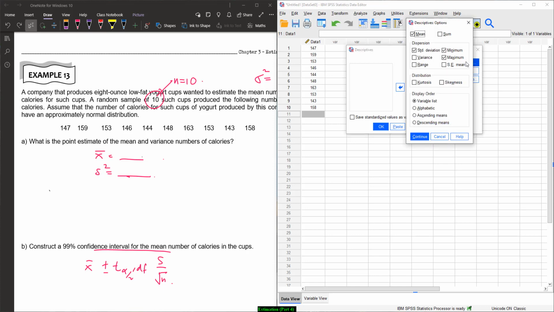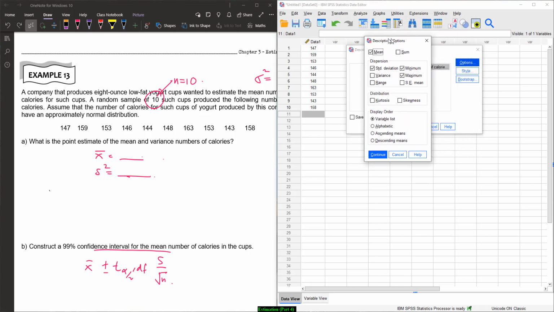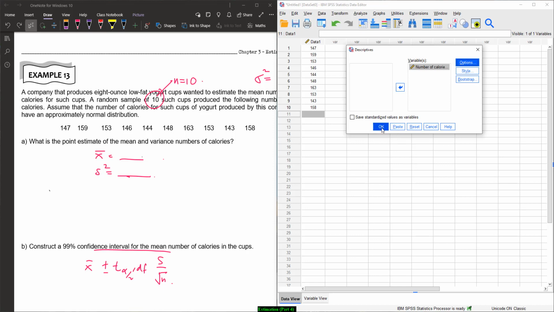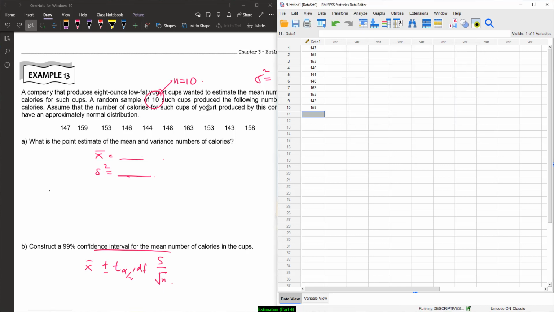And then we click on option. So option dekat sini dia ada beberapa option lah. So by default, SPSS will tick for you mean, standard deviation, minimum value and maximum value. So we just want variance and mean, right? So we untick minimum value and maximum value, right? So we just need mean and standard deviation. So we click continue and click OK lah. So where is my result?